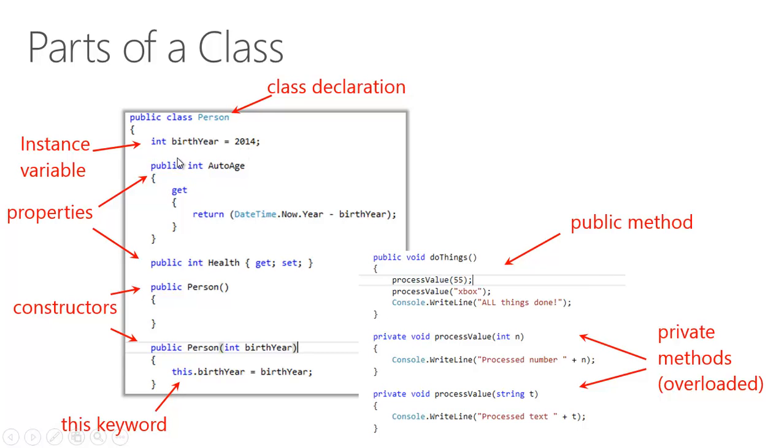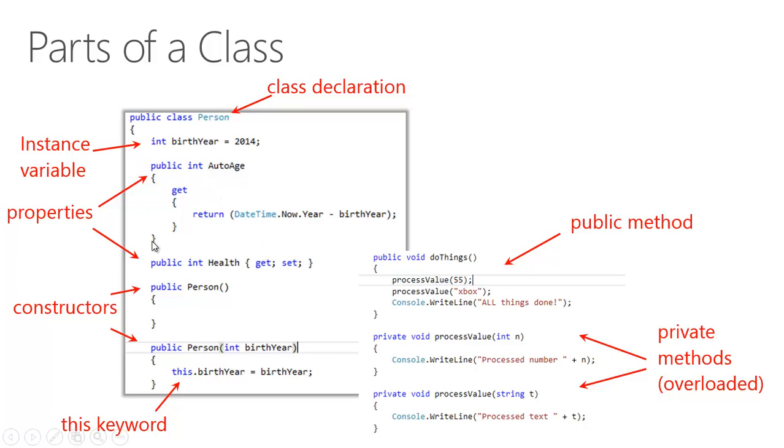The way instance variables work is that each Person class can be used to create a Person object. So you'll have multiple Person objects for a Person class, and each Person object can have its own value for birth year. So person A could have a birth year of 2014, person B could have a birth year of 2010, and so on.